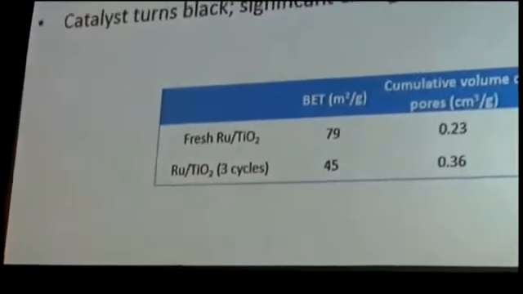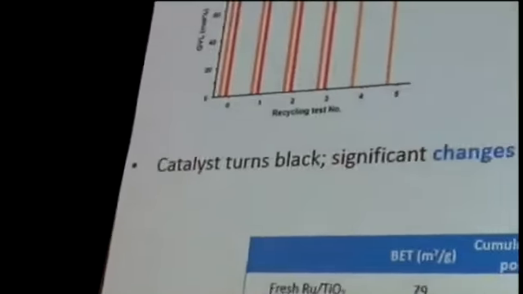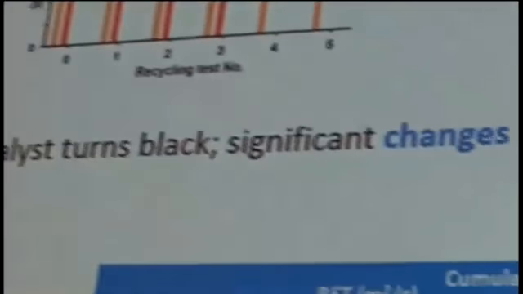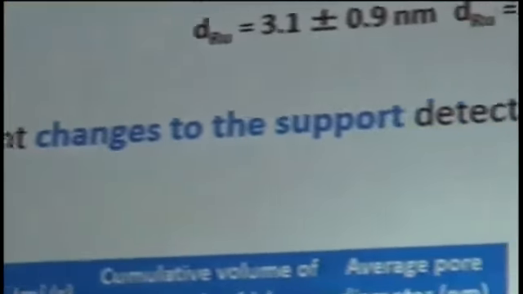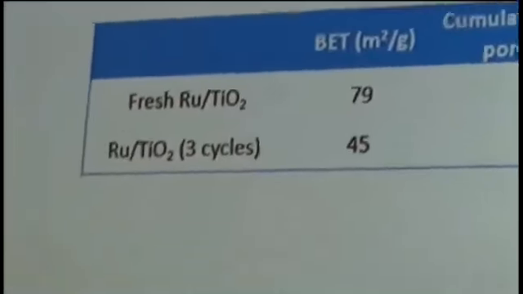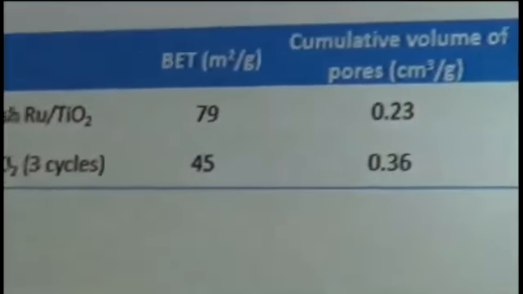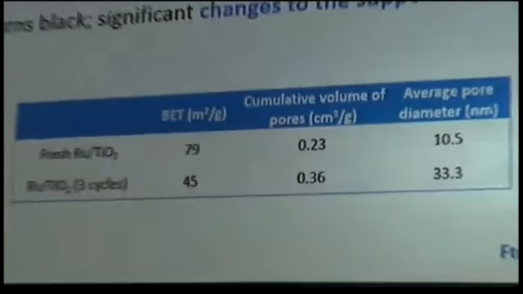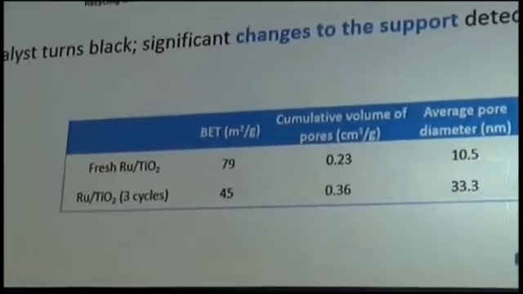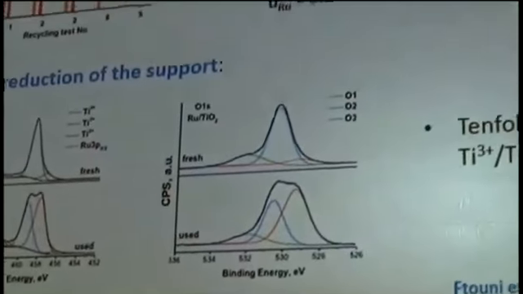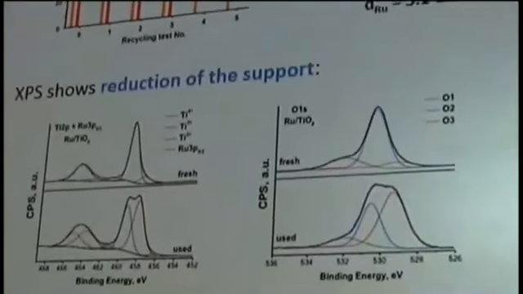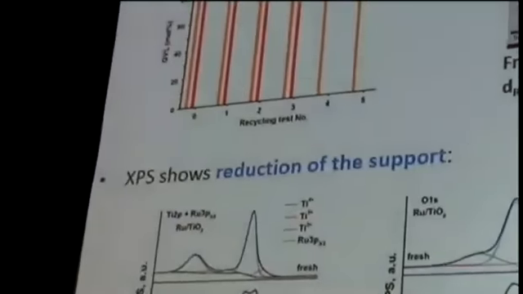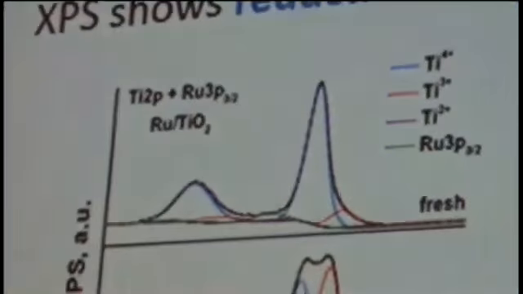And the first giveaway was that we see a gradual blackening of the catalyst that we cannot really get rid of even after we try to recalcine or to try to burn off any of the coke that is formed. So the catalyst turns black, and we see that there are significant changes to the support. We see a large drop in BET, we see an increase in pore volume, and more importantly maybe, if we take the XPS spectra of these spent catalysts, what we see is a very strong reduction of the support.